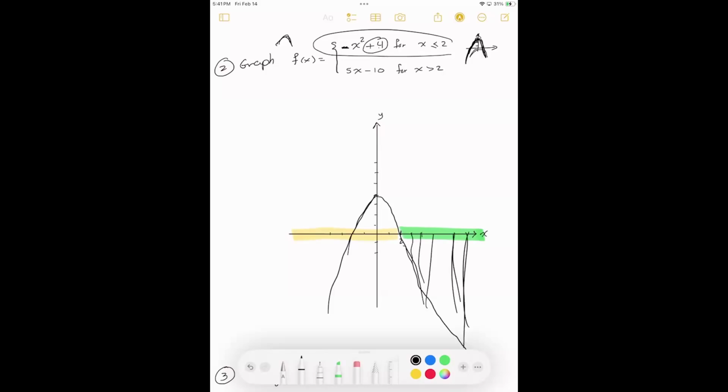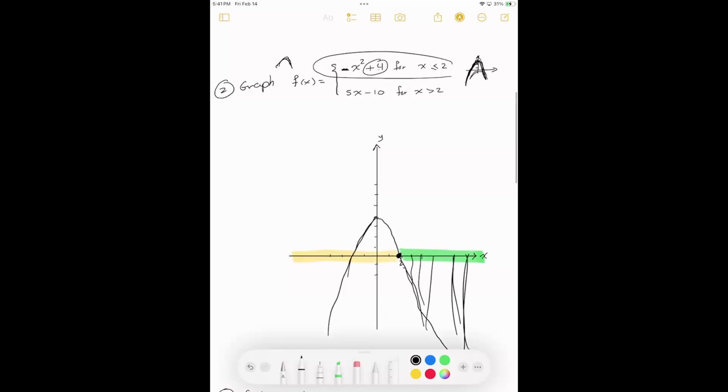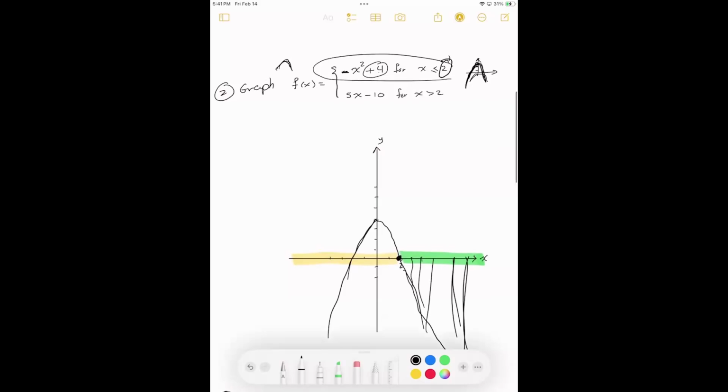So I go to this point 2, this end point 2. I substitute it here for x. I get -2 squared plus 4. -4 plus 4 is 0. So when x is 2, this is my y, y is equal to 0. When x is 2, corresponding y is 0. So that's this point.